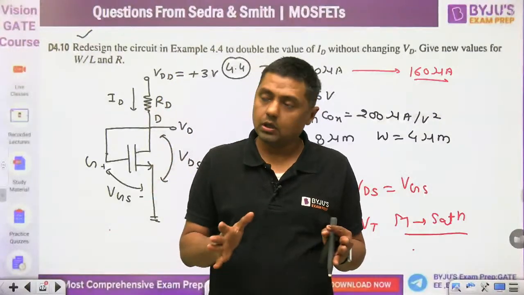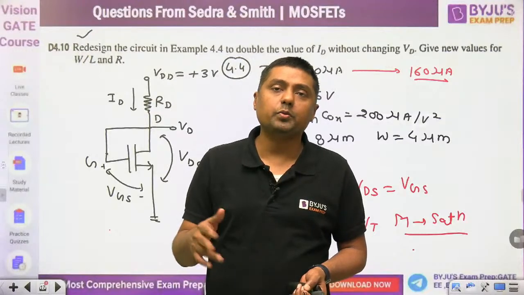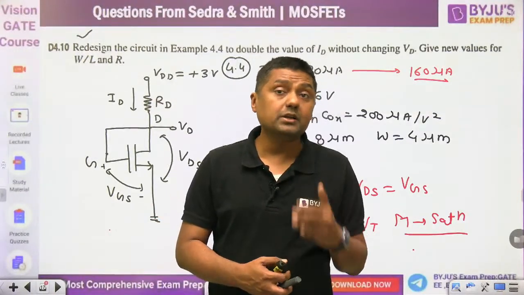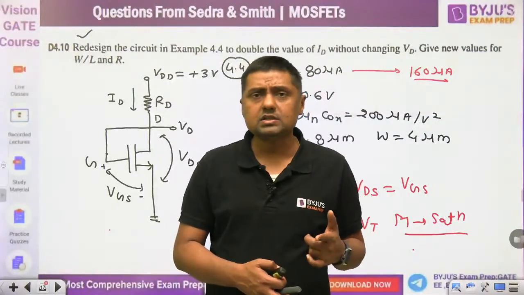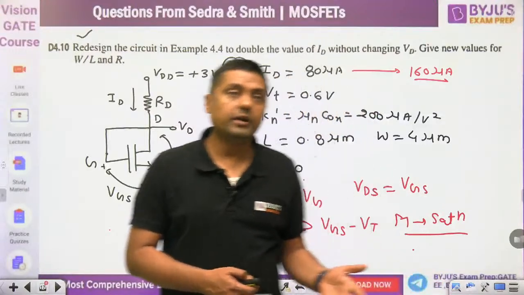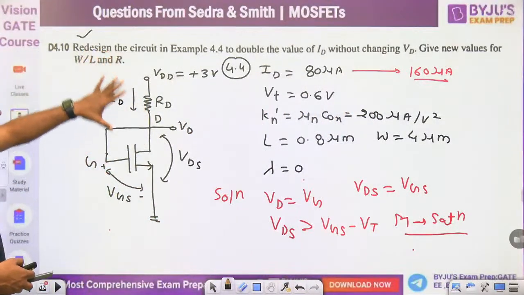In the formula, we simply use IC is equal to beta IB, or IC is equal to beta IB plus 1 plus beta ICO, and so on. But in MOSFET, the current depends upon the size of the MOSFET, W by L. When we double the size W by L from 5 to 10, automatically the current will double. So that is the reason they have given this question.